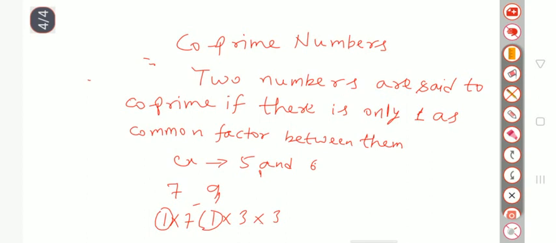You can take also 10 and 17. These both are also coprime, because common factor between, what is the factor of 17? 1 and 17. And what is the factor of 10? We can take it 1 into 2 into 5. Okay. So what is the common factor? It is 1, and here also it is 1. So common factor is only 1. So these two numbers 10 and 17 are called coprime numbers.